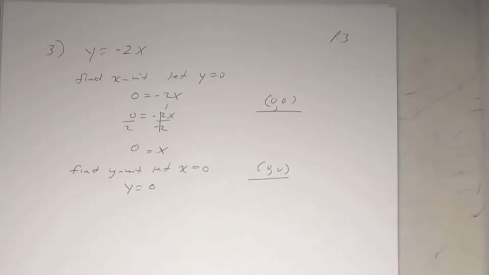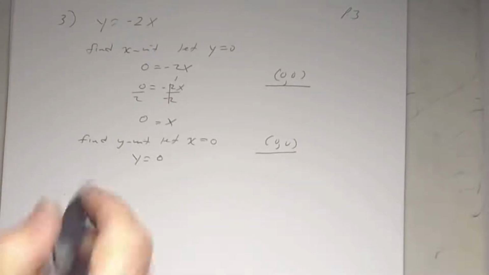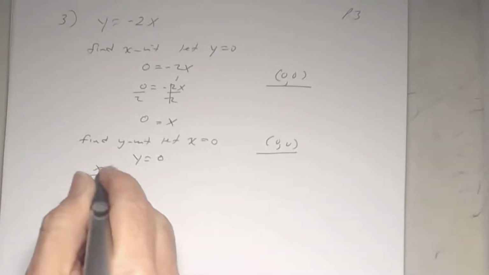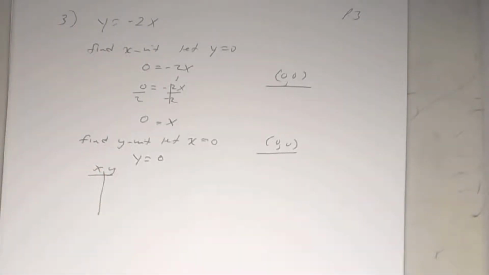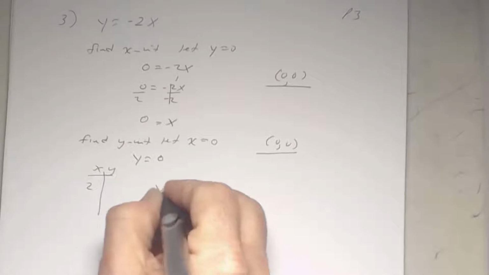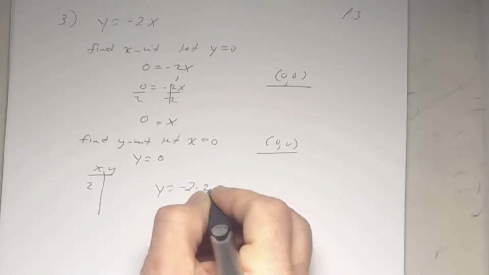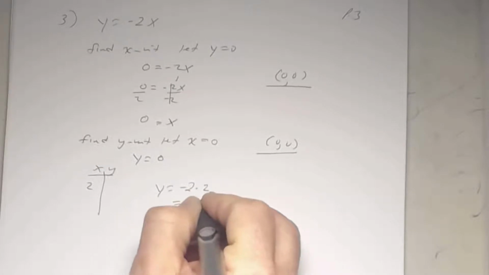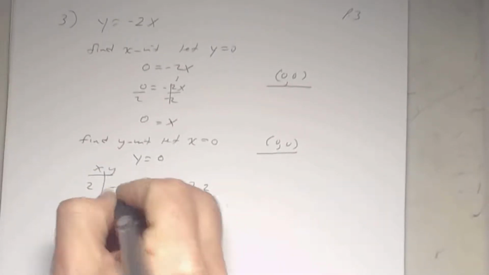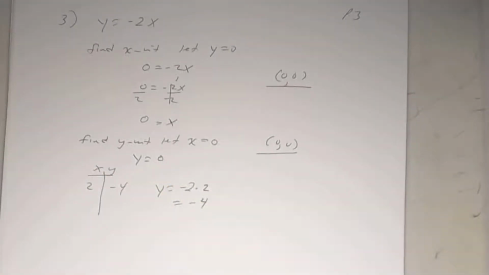So you may recall last semester when you did this, all you did was use the t-table, and you picked another point for x. Just give me a number for x. 2. If x is 2, y equals negative 2 times 2, so y is negative 4. And all you do now is plot your intercept and what point? 2, negative 4. All right, so that's what you did.